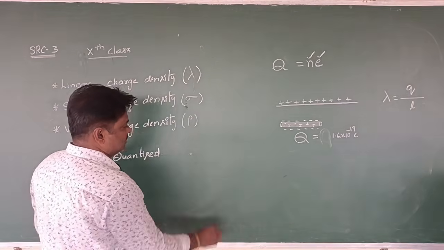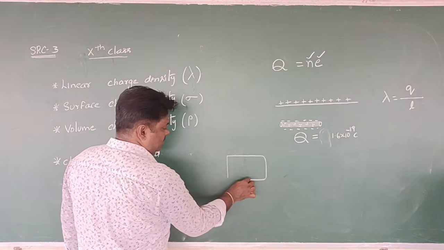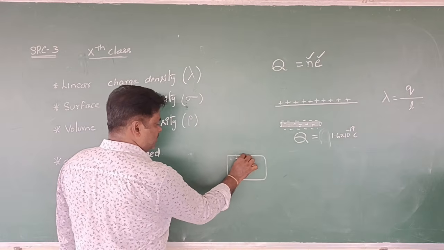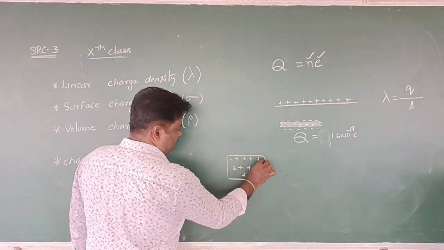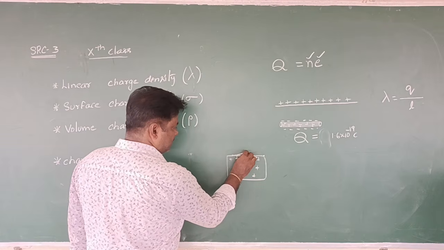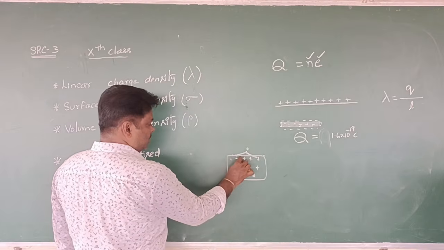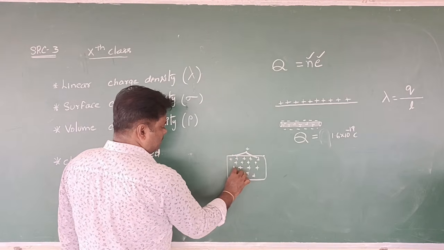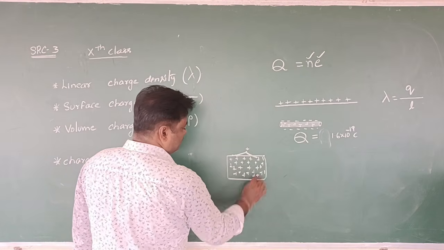Come on to the surface. Suppose I am taking a sheet and the charge is spread over this sheet. And one more thing I will tell here. Suppose this sheet is like this, and here is the sharp edge. Here the charge is located. Charge is located in maximum quantity at the edges and the corners, on the sharp edges.